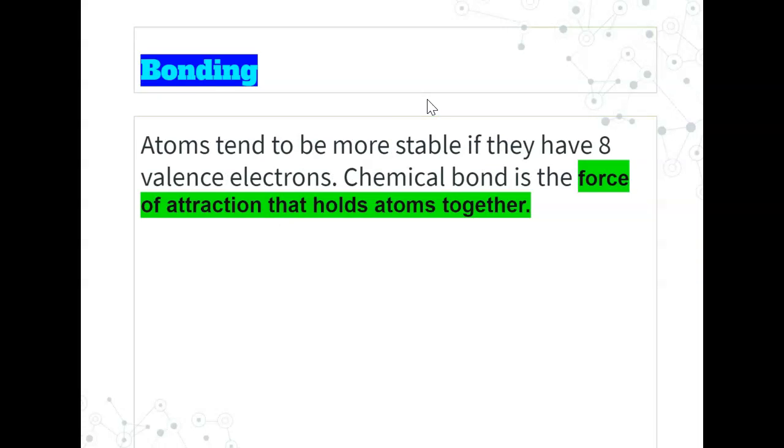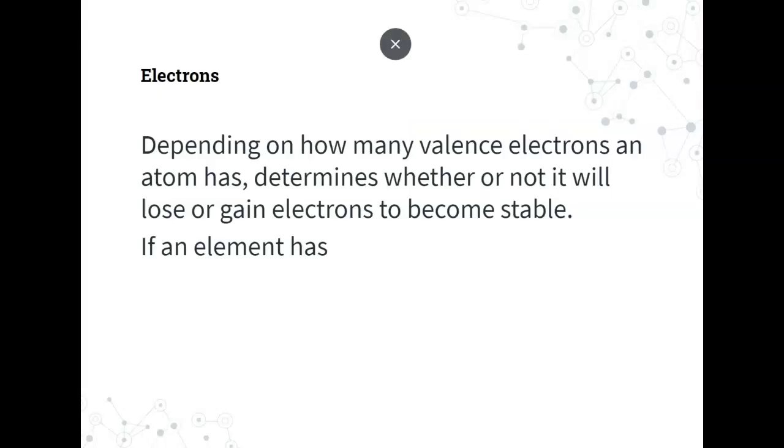Now, atoms bond because they tend to be more stable when they have 8 outer shell electrons. This force of attraction between those electrons would actually hold those atoms together and make those molecules stable. Now, depending on how many valence electrons an atom has, it will determine whether or not these elements will lose or gain electrons.